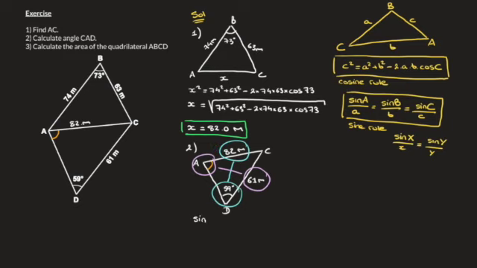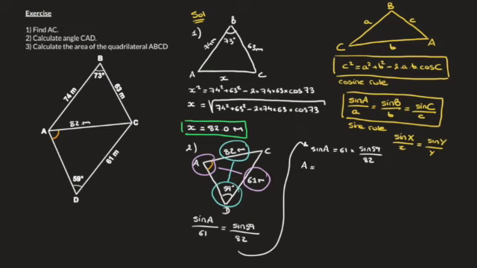That's sine of the angle at A over 61, its opposite side length, equals sine of the angle 59 over its opposite side length, 82. Rearranging this, and I'll do this up here, I can state that sine of A equals 61 times sine of 59 over 82. Finally, to find the angle A, we use the inverse sine or arc sine and state that A is equal to the inverse sine of 61 times sine of 59 over 82.